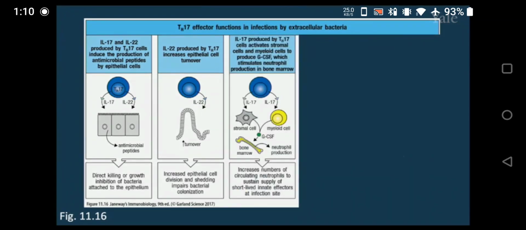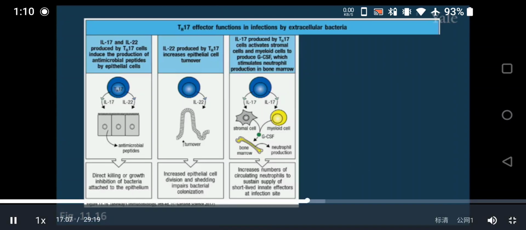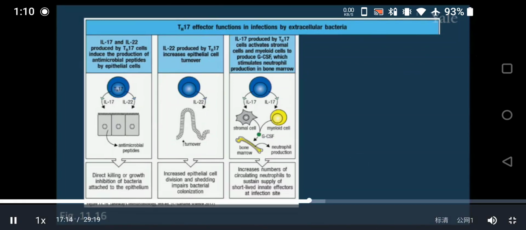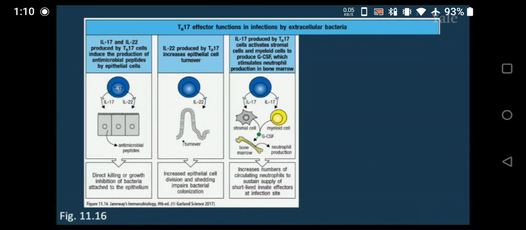IL-17 will activate stromal cells and myeloid cells to produce G-CSF. This stimulates neutrophil production in the bone marrow. As you might remember from previous slides, the type 3 response is highly neutrophilic, meaning that there are a lot of neutrophils at the site of infection, and they carry a lot of short-lived innate effectors that will aid in killing the bacteria.